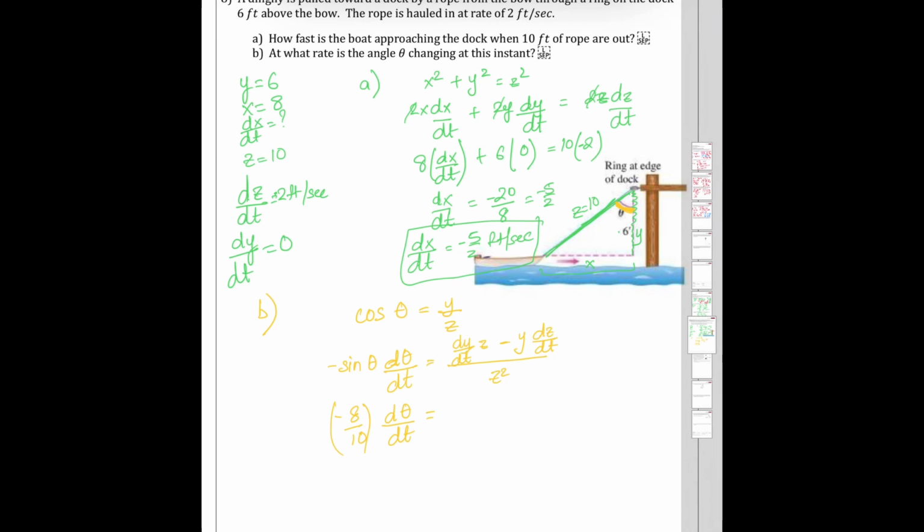And then I'm going to change color here so that we can see. dy/dt was what? 0. And z is 10 minus y is 6, times dz/dt, which was negative 2, over z squared, which is 10 squared, right? So what do I get? I get 12 over 100 for the right side, so d theta/dt is 12 over 100 times negative 10 over 8. This cancels out. This is times 2. This is 3. And this is an extra 10. So I'm left with negative 3 over 20 radians per second.